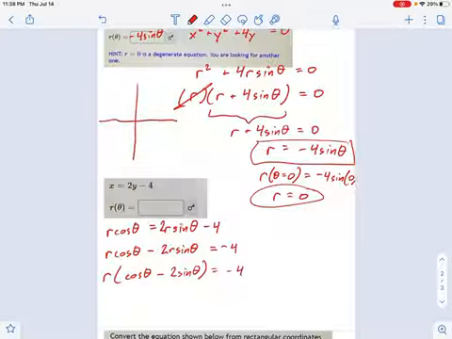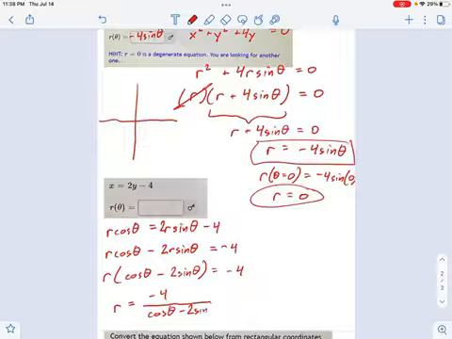Notice this is not really a factoring problem. It doesn't feel like a trinomial thing. I did factor out a GCF, but I can solve this very quickly by just dividing the left side by this whole thing, this parentheses. So this becomes r equals negative 4 divided by cosine theta minus 2 sine theta. I know it's not the prettiest thing, but that is our answer right there.